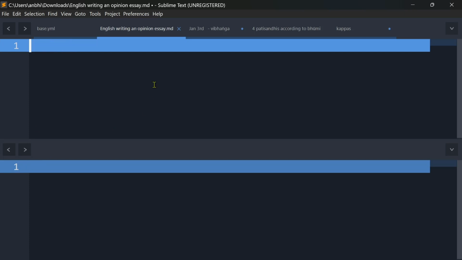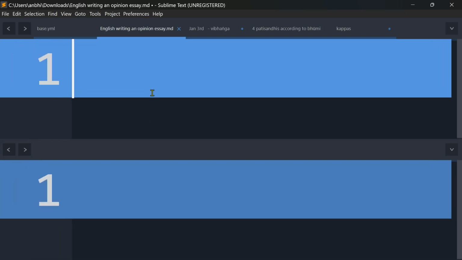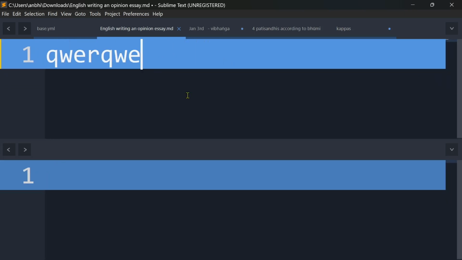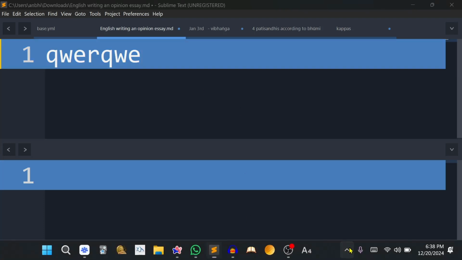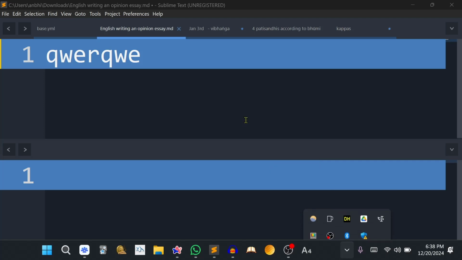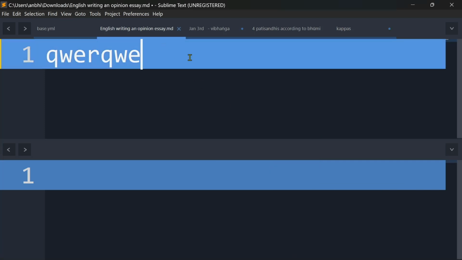Sublime Text. Wait, why is this opened? Okay. Can you see? Oh, wow. I think you can see, right? Can everyone see? Let me make it brighter, right? Better, right? Okay.